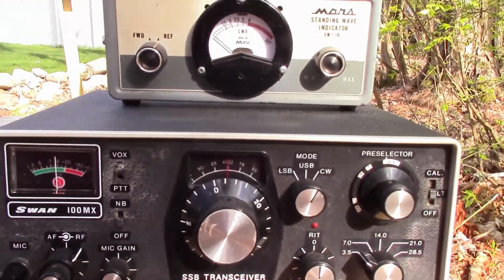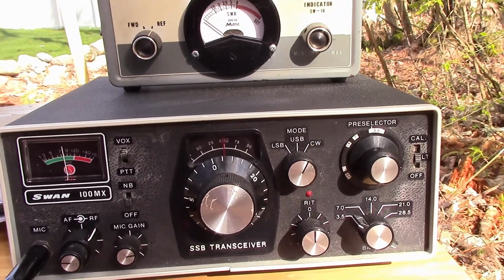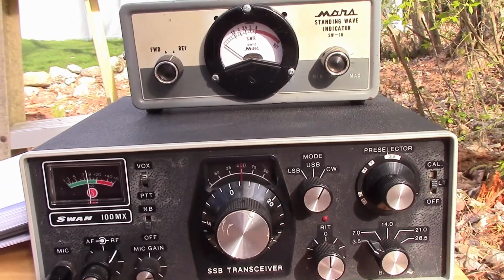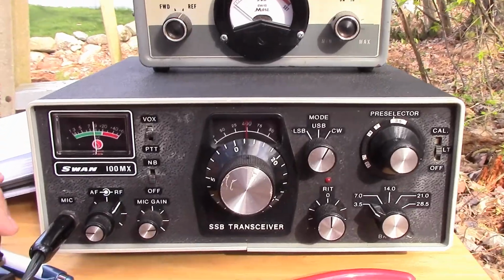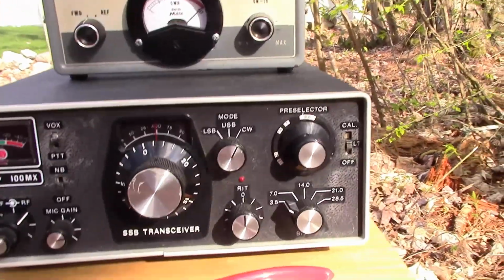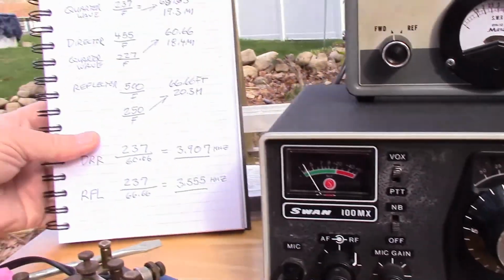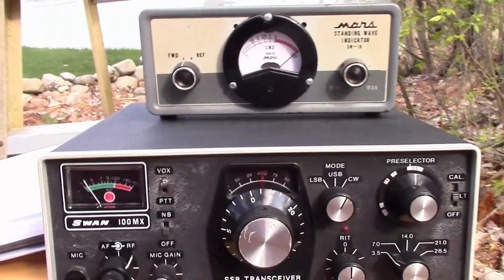Okay, so I have the driven element loaded with a 50 ohm load right at the end of the coax where the transmitter would be. And I am showing completely flat SWR at 3900. And that's very close to where we want our director.